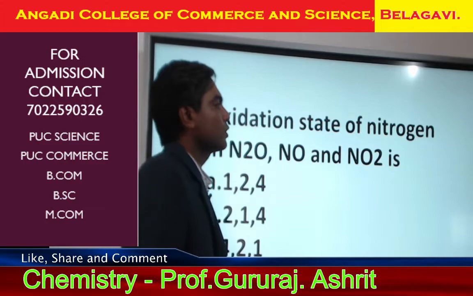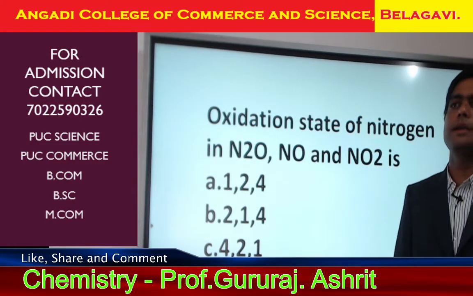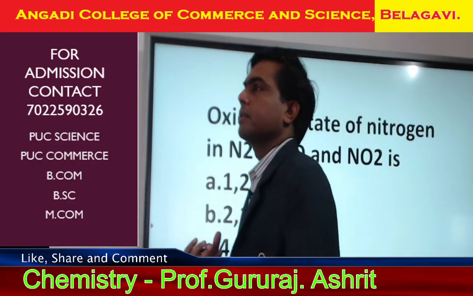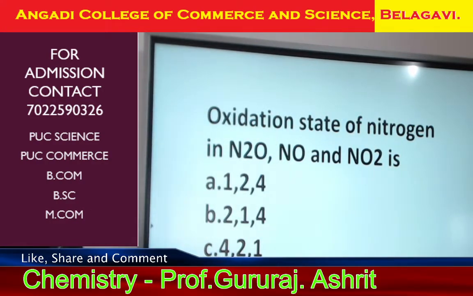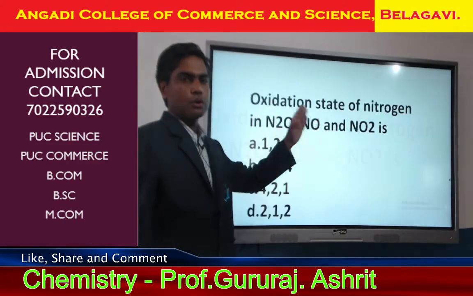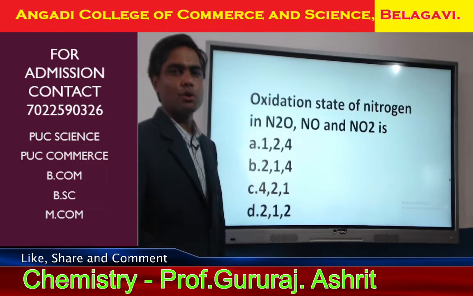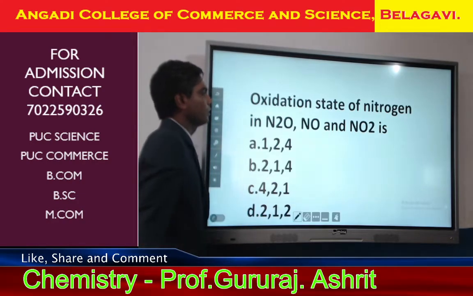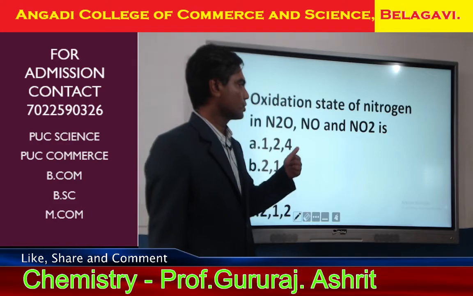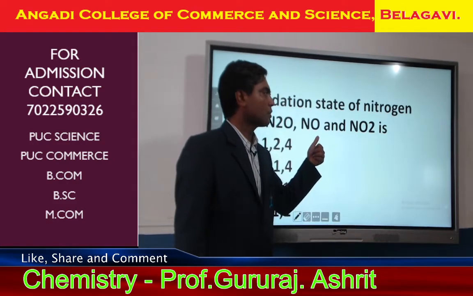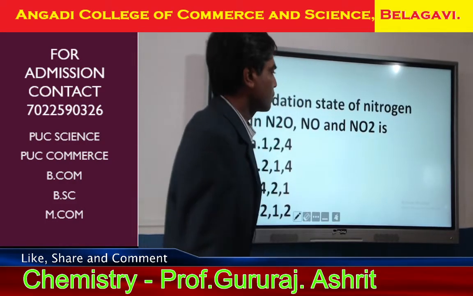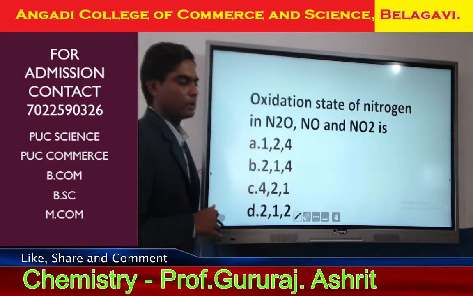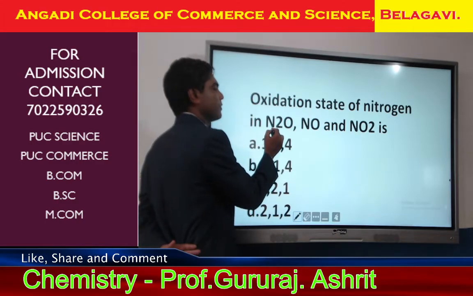Oxidation state of nitrogen in N2O, NO and NO2. In the P block, 15th group, we have the subtopic called oxides of nitrogen. Many nitrogen oxides are given, and you should calculate the oxidation state. This is like a redox reaction, so I will solve it for you. N2O is dinitrogen oxide, NO is nitrogen oxide, NO2 is nitrogen dioxide. He has given three options in each one.